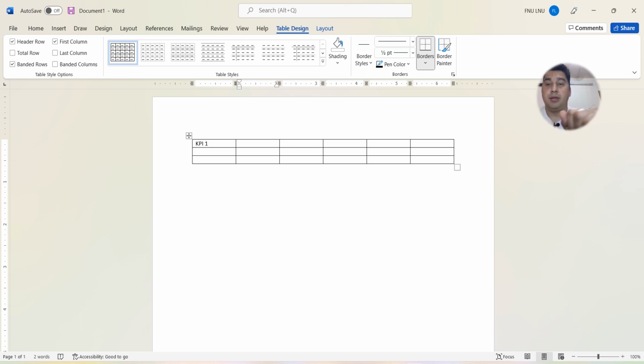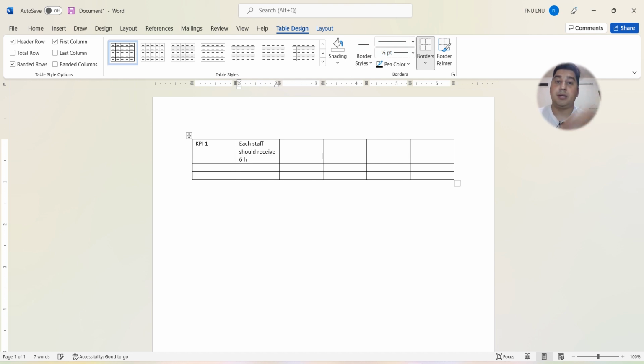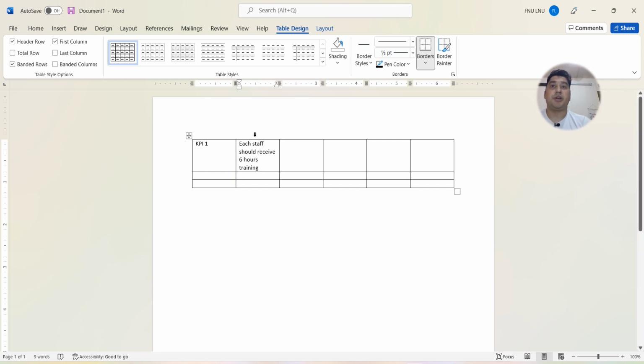Let's say that each employee, each staff, should receive 6 hours of training. So this is the objective, KPI number one. It's saying that 6 hours of training for each employee.